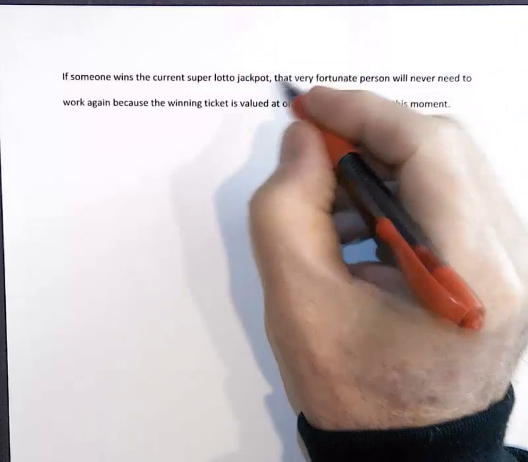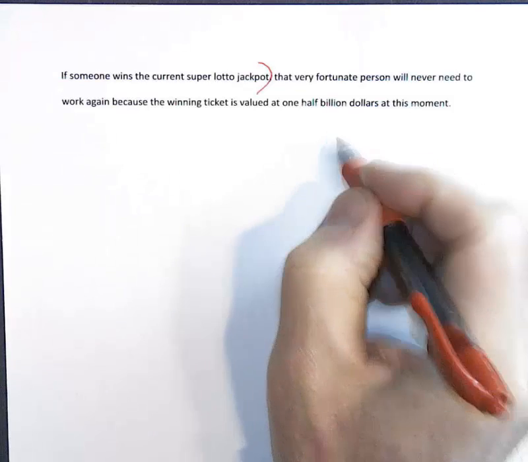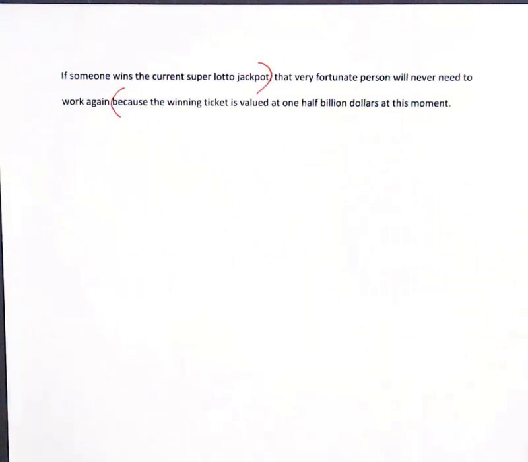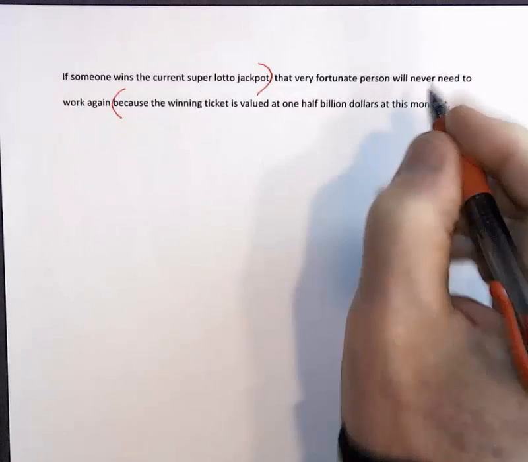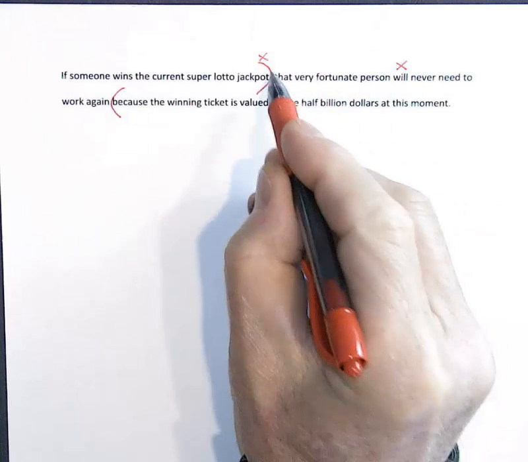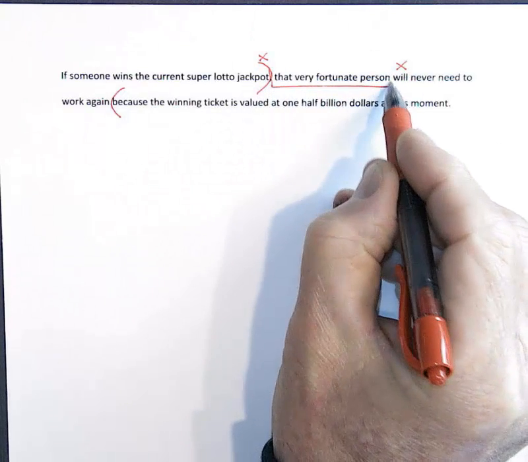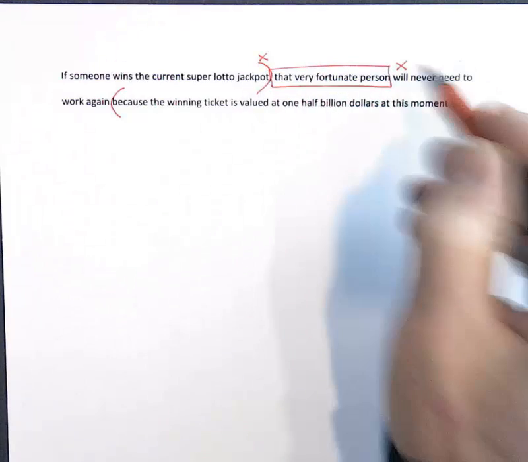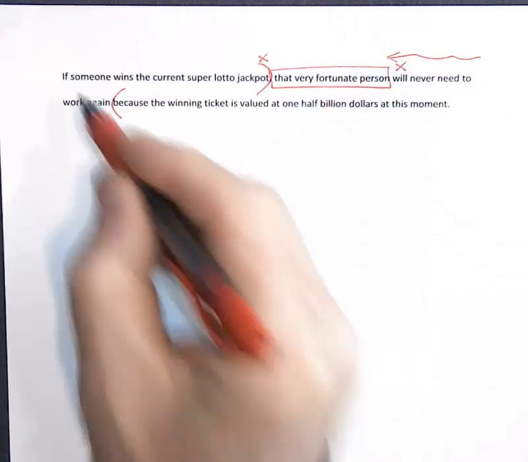If someone wins the current Super Lotto jackpot, that very fortunate person will never need to work again because the winning ticket is valued at $500 million at this moment. So let's start with shifters, one on each end. And let's look at the trunk. The X word is will. Will that very fortunate person? That very fortunate person is the subject. And everything left is the predicate.